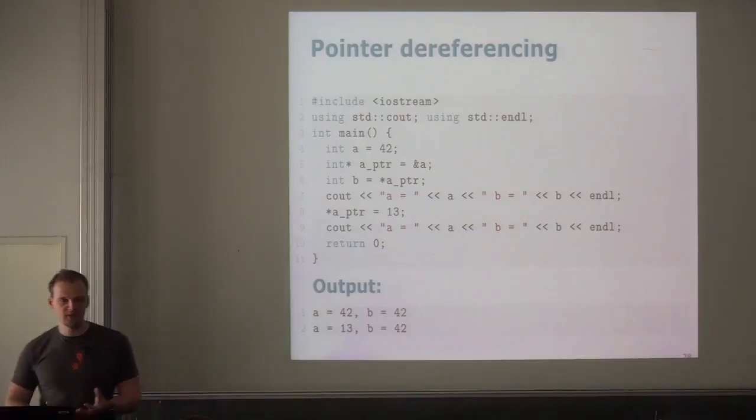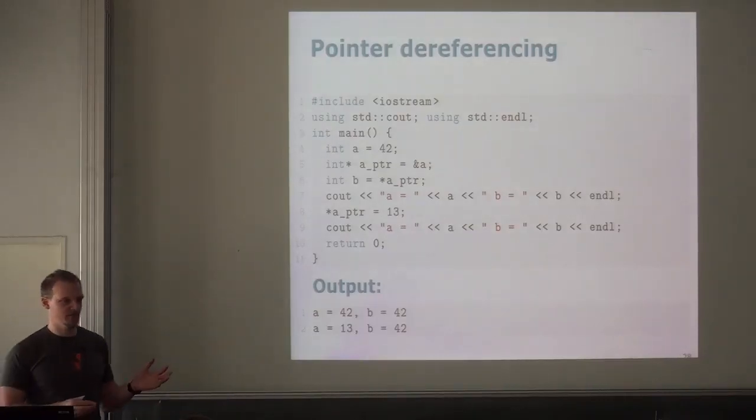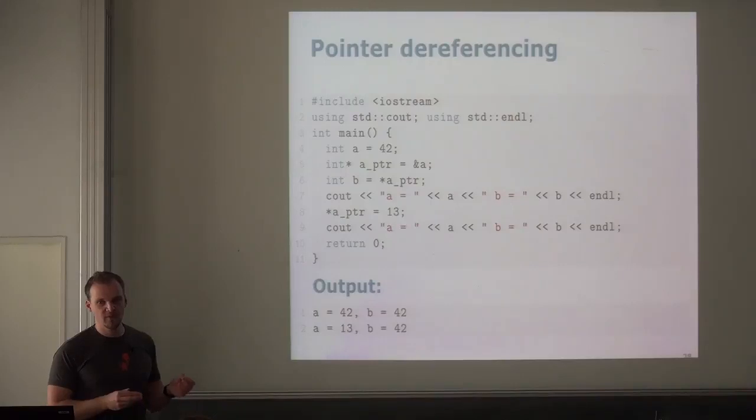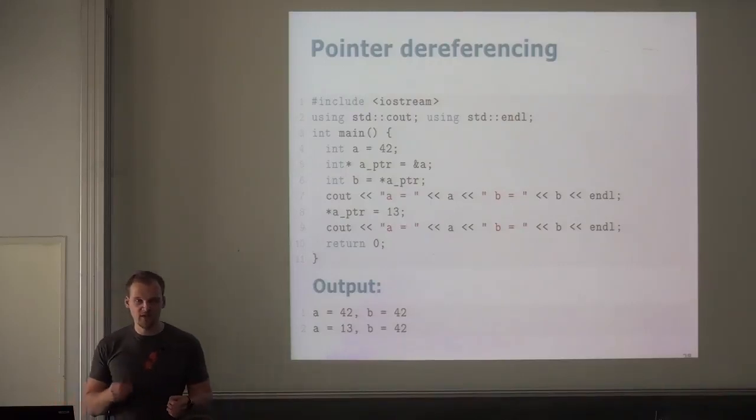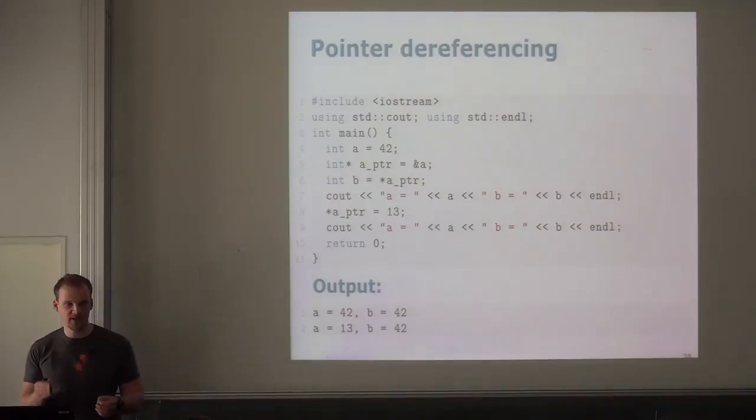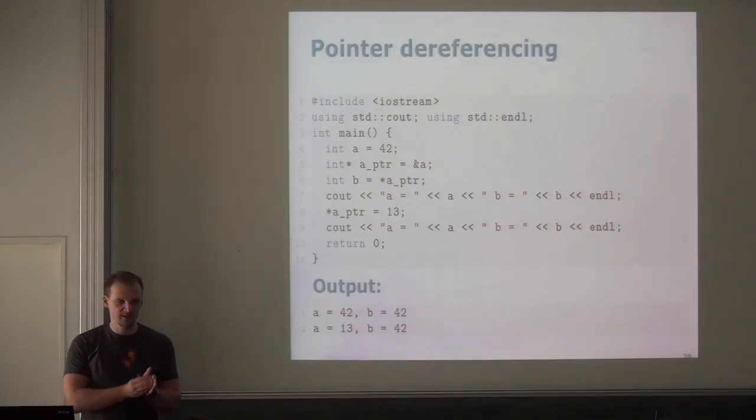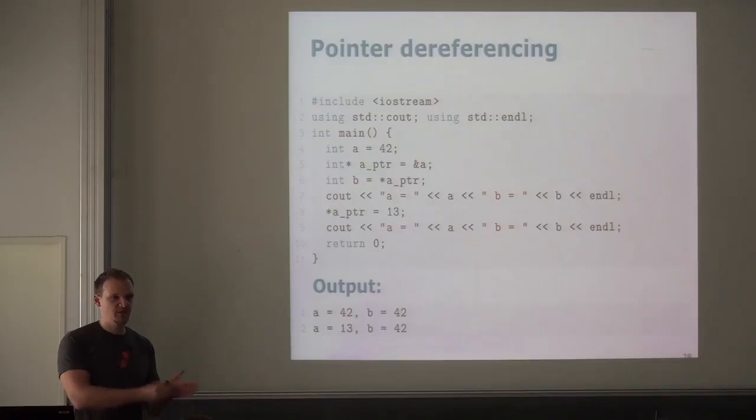How to remember where to put the star? If you declare a pointer, a star goes after the type. So think about star like this: whenever you put a star after a type, it means this is not your type anymore, it's a pointer to this type.